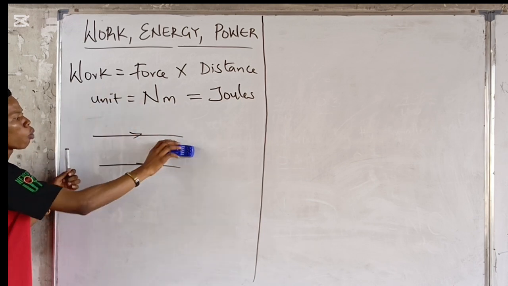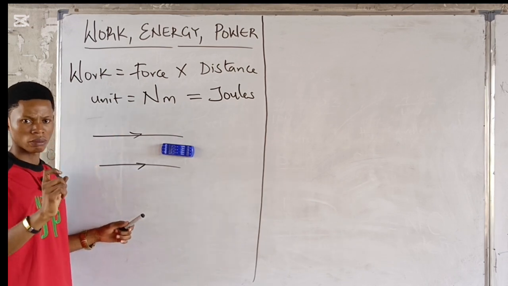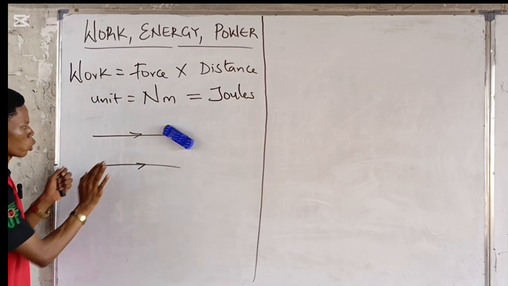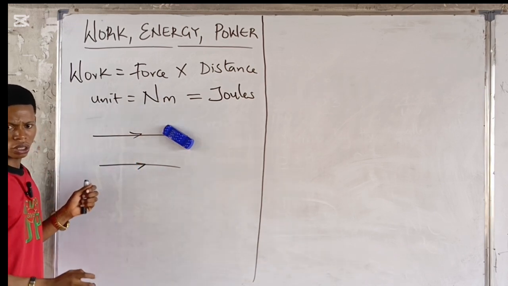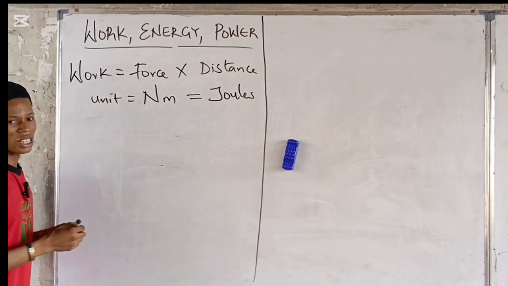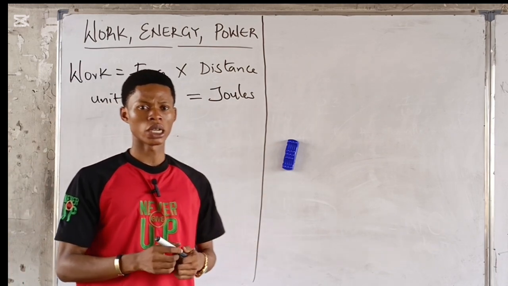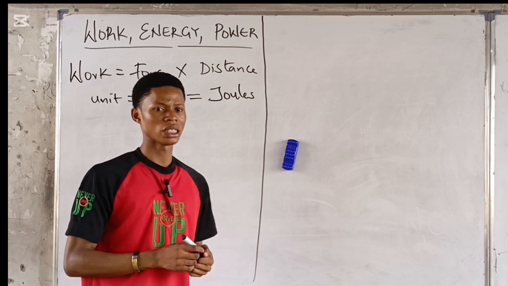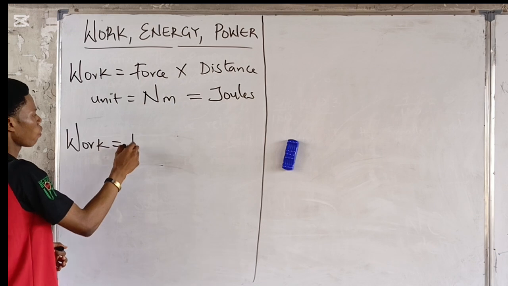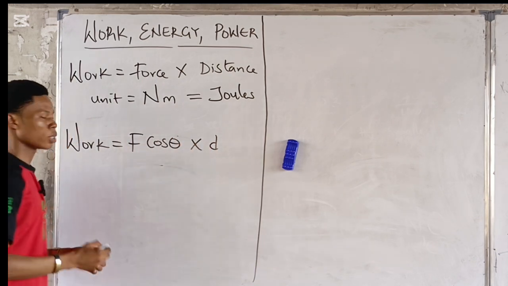That's when you use this formula. But what if there is an inclination, that is, the force is inclined to a plane? So maybe I'm applying the force this way, but the object is moving this other way. If the force and the distance are not parallel to each other, but inclined at an angle, then the formula you use to calculate work is equal to F cos theta times D.